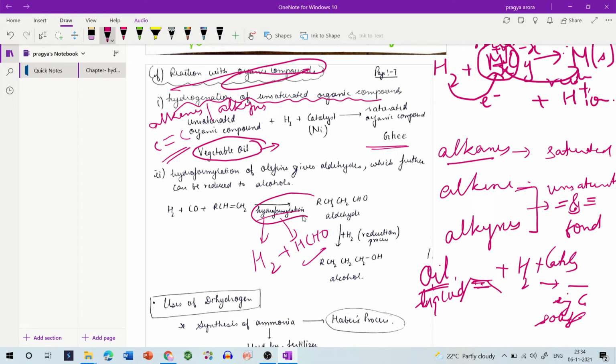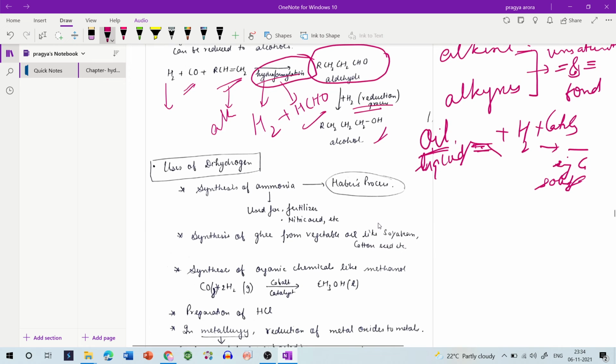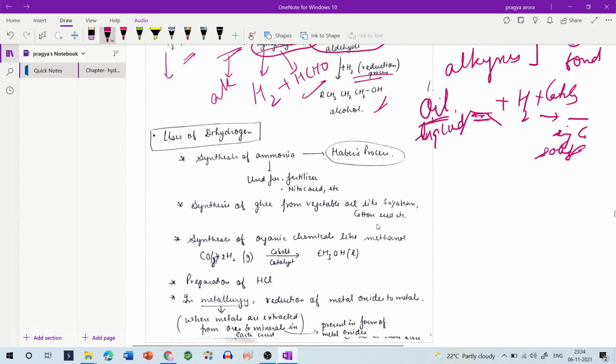So that's why the reaction is hydroformylation. If any unsaturated hydrocarbon, let's say any alkene, is taken in the presence of carbon monoxide and hydrogen, hydroformylation occurs and it forms an aldehyde as the product, and if further reduction occurs, the aldehyde will be converted into alcohol. So these are the two examples of how it reacts.